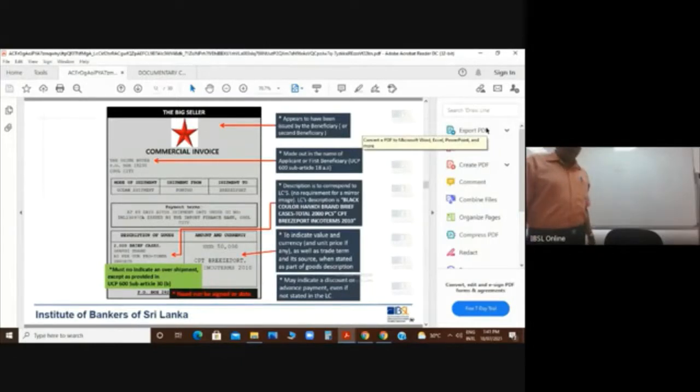It's a sample of a commercial invoice. Spend about 2-3 minutes, 1 minute.